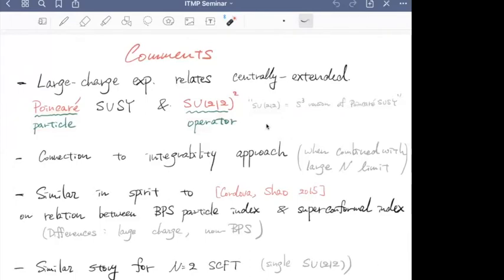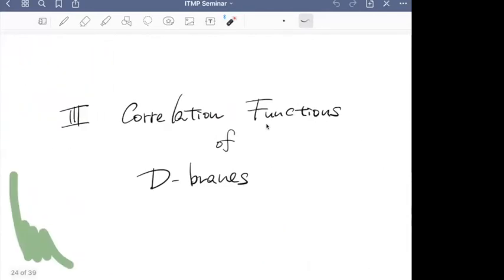And okay, let me just skip these 2 points, and then I wanted to say that a similar story exists also for N equals 2 superconformal field theory, but in that case we don't have SU(2|2) squared, but we have a single SU(2|2), but again it's going to be centrally extended. So any questions so far?